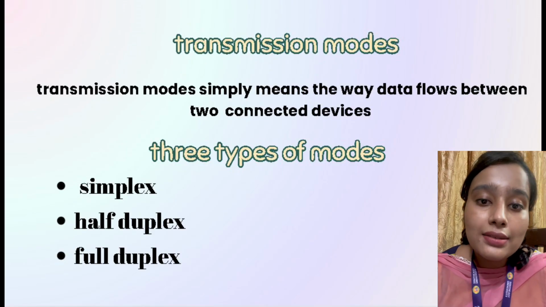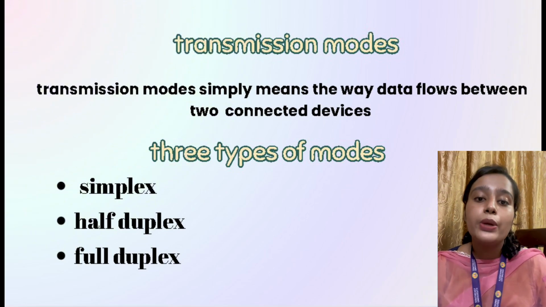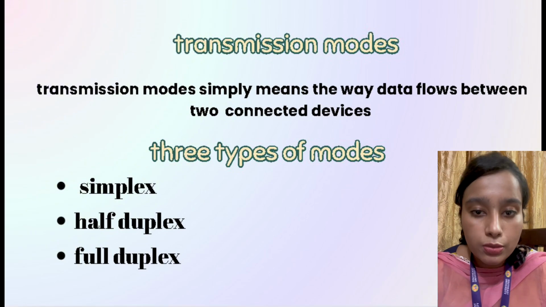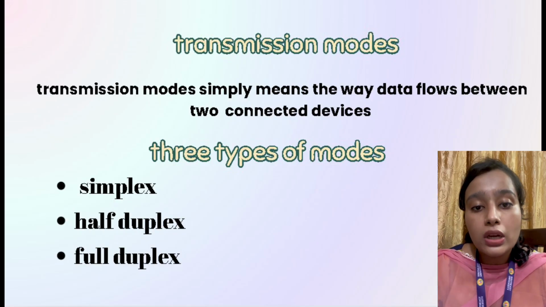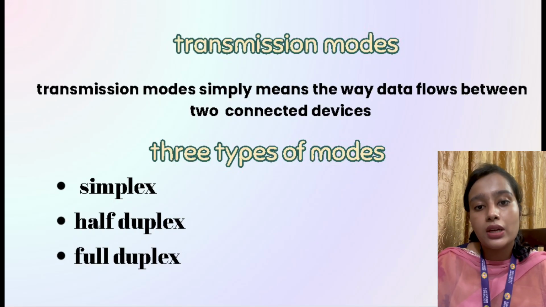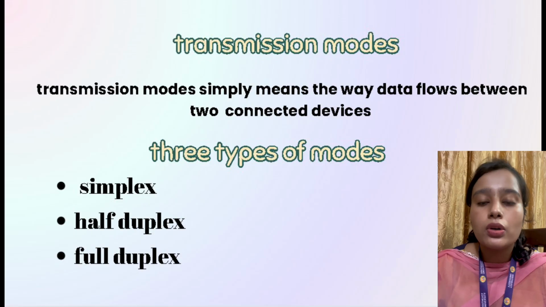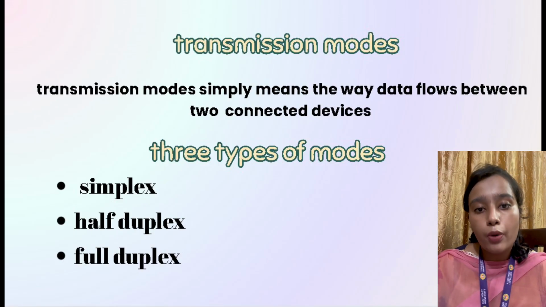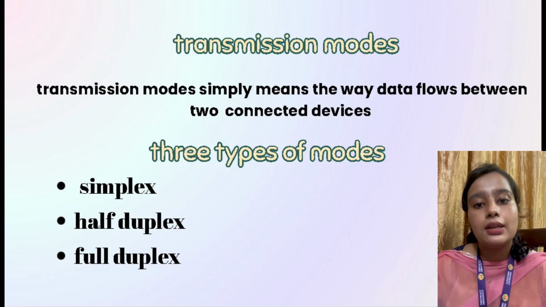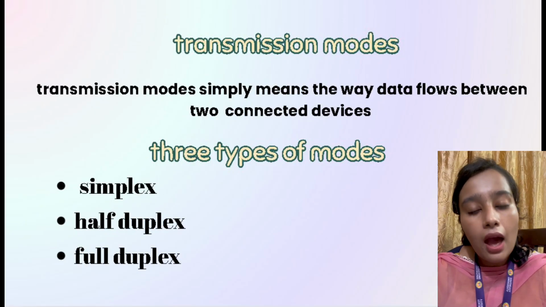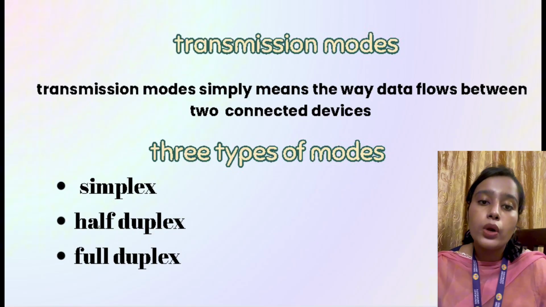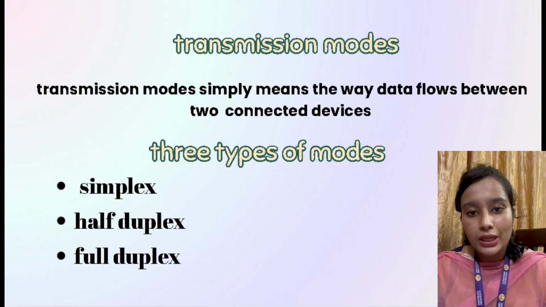So in this slide I am going to explain to you about transmission mode. Transmission mode means the way data flows between two connected devices. There are three main types of transmission mode. They are simplex, half duplex and full duplex. Now I am going to explain simplex, half duplex and full duplex.